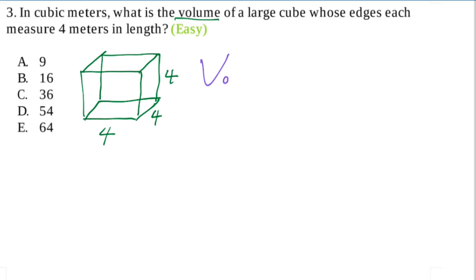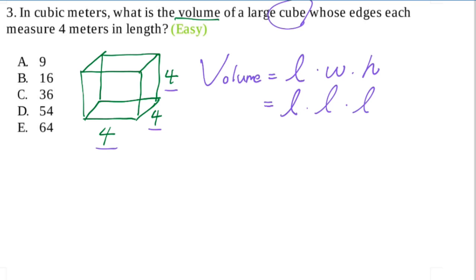Now the equation for volume is length, which is represented by L, times width, represented by W, times height, represented by H. Now in a cube, length, width, and height are all the same. They're all 4 in this case. So we're just going to replace the width and the height with length, because they're all the same numbers. So it's length times length times length, which is length cubed.